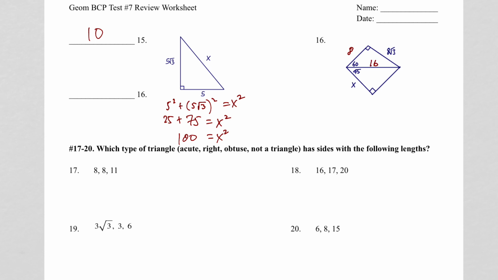And then on the bottom, we have a 45, 45, 90. So this right here is the hypotenuse. So x times root 2 is equal to 16. I'm going to divide by root 2, and I've got x is equal to, now I'll multiply top and bottom by root 2, and we'll get 16 root 2 over 2, which is 8 root 2 for that side right there.